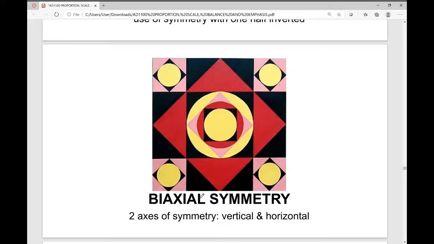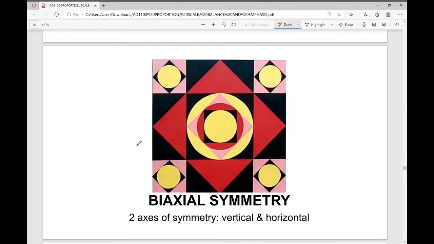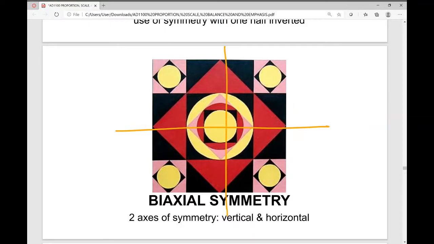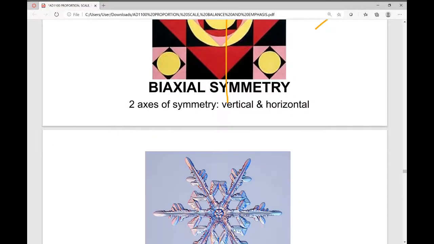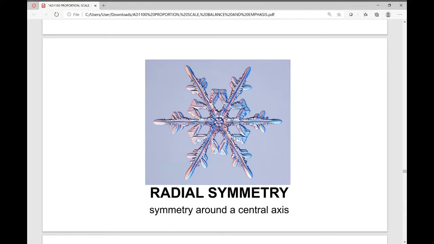Biaxial symmetry: two axes of symmetry, vertical and horizontal. So this is where you draw a line. This is your horizontal and then your vertical symmetry. Same. So you have your radial symmetry. It's moving around, so it's basically around.